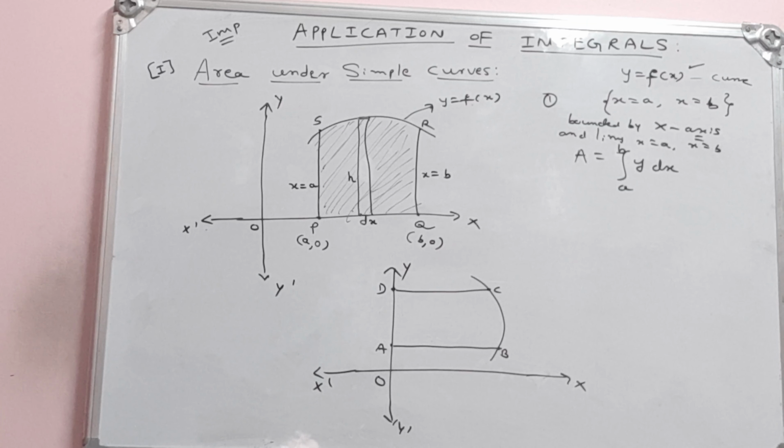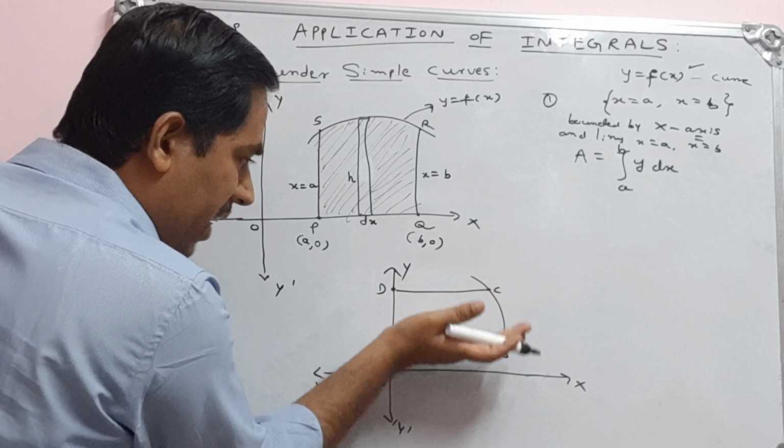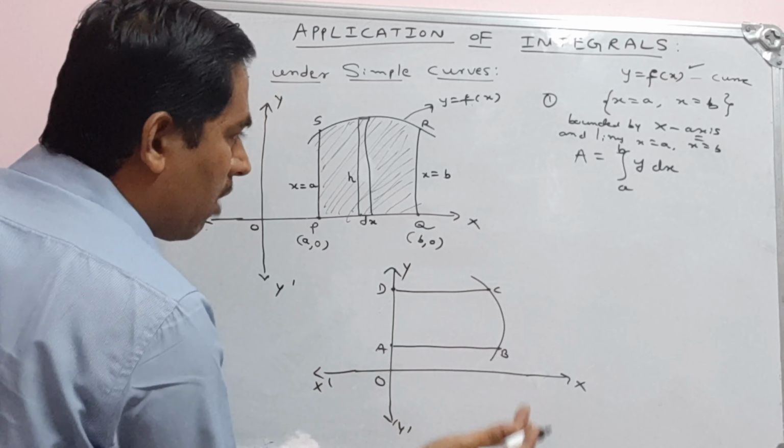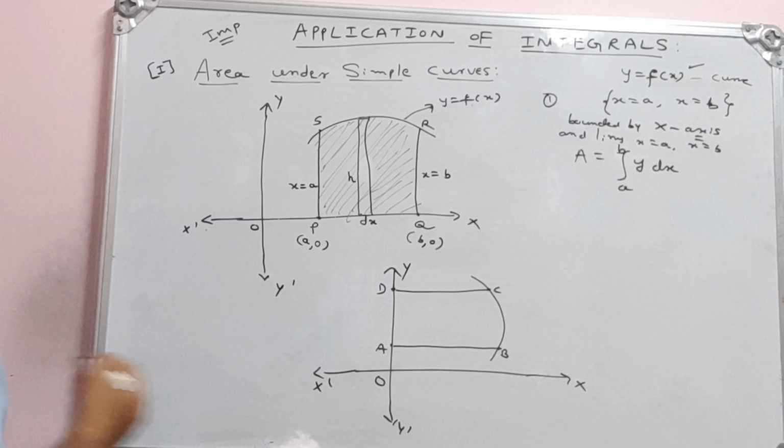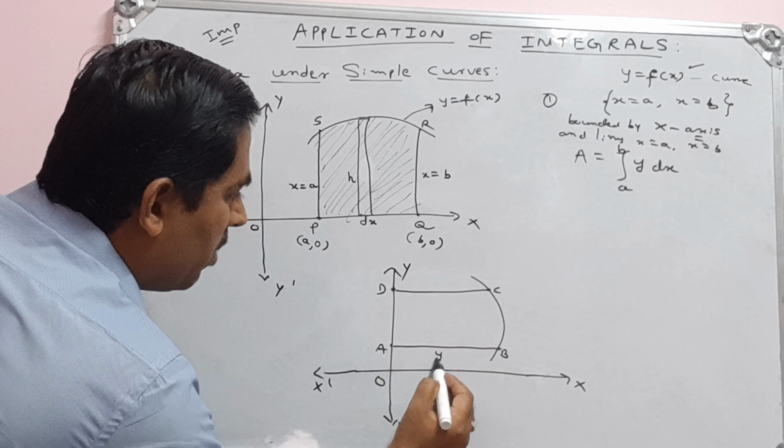We know lines parallel to the y-axis are of the form x is equal to something. Lines parallel to the x-axis are of the form y is equal to something, say y is equal to c to y is equal to d. So these are the lines.